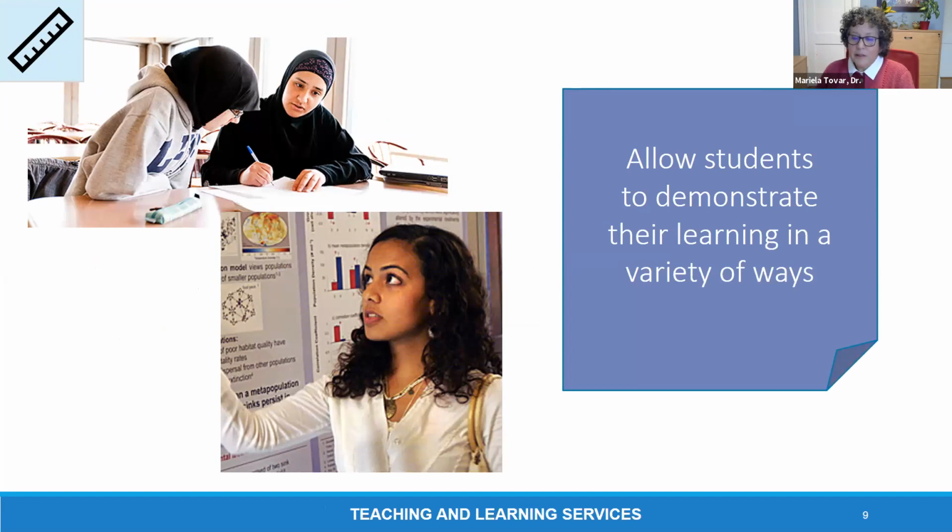The second principle is allowing students to demonstrate their learning in a variety of ways. When you focus on your learning outcomes and don't think method first, you have some freedom to think about alternative ways that students can demonstrate those learning outcomes. So in general, a good assessment strategy has some range of assessment methods, and also allows students to have some choice between the assessment methods.